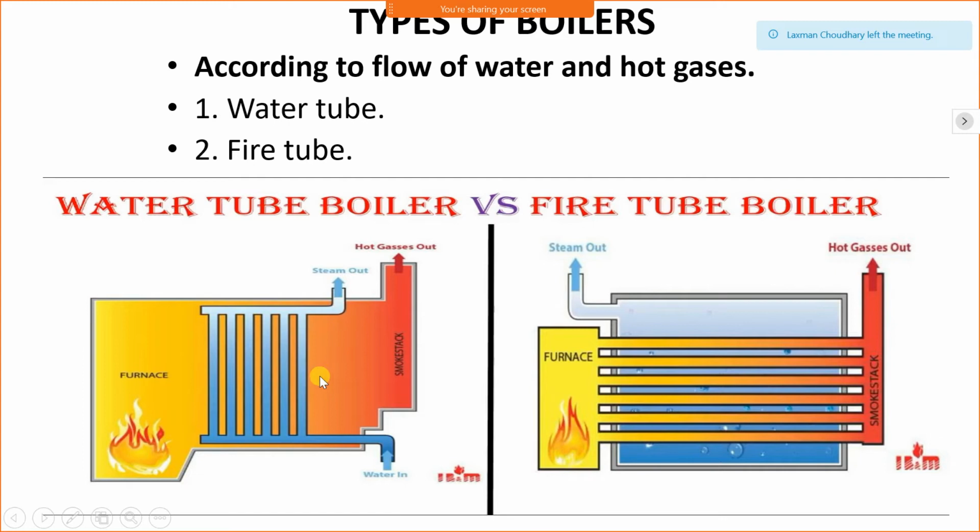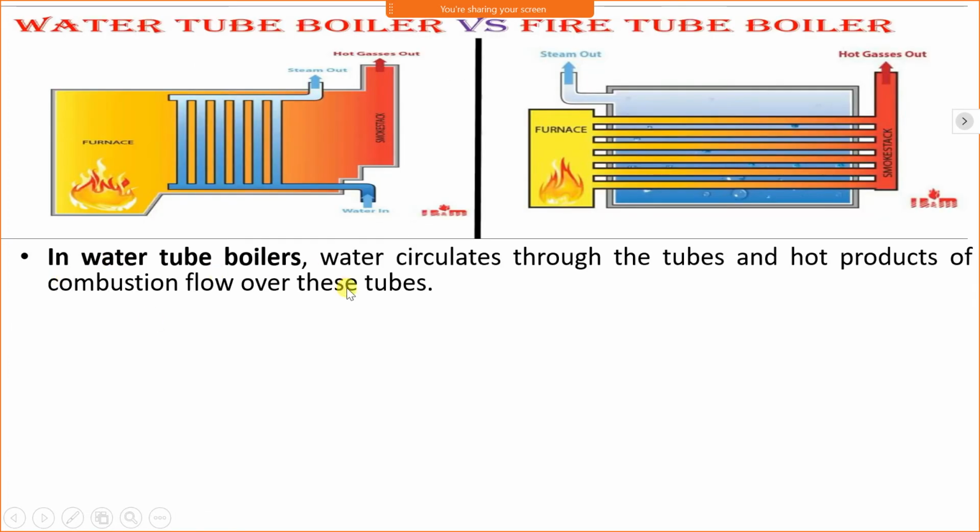For the same steam generation capacity, the size of the fire tube boiler is very high as compared to the water tube boiler, because the generation capacity of the water tube boiler is very high as compared to the fire tube boiler. The fire tube boiler can generate steam at a very slow rate. Therefore, we need a bigger boiler for generation of steam similar to the water tube boiler.